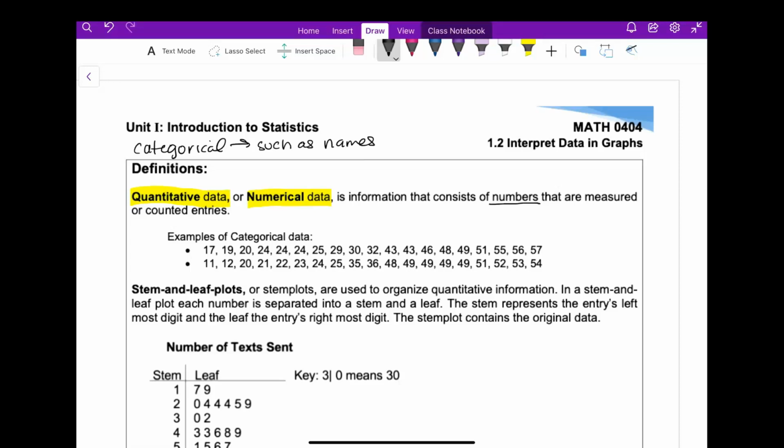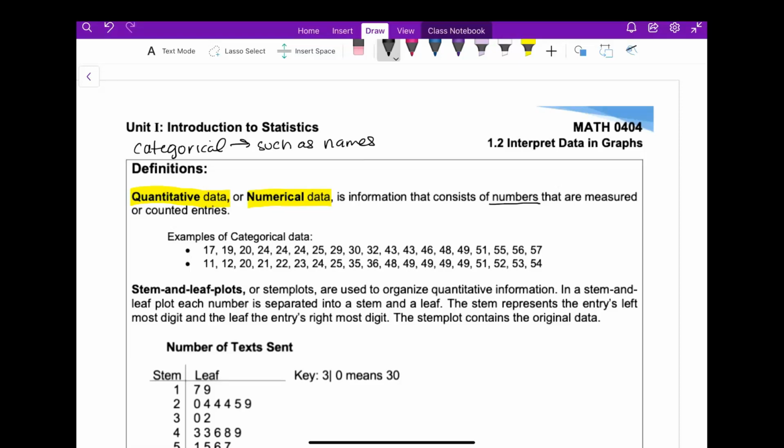Okay, so in examples of quantitative data, any number, the first one I have is this huge set for you: 17, 19, 20, 24, 24. You see the repetition of numbers, so it's just a bunch of numbers. So quantitative means quantity, while qualitative means like a title.